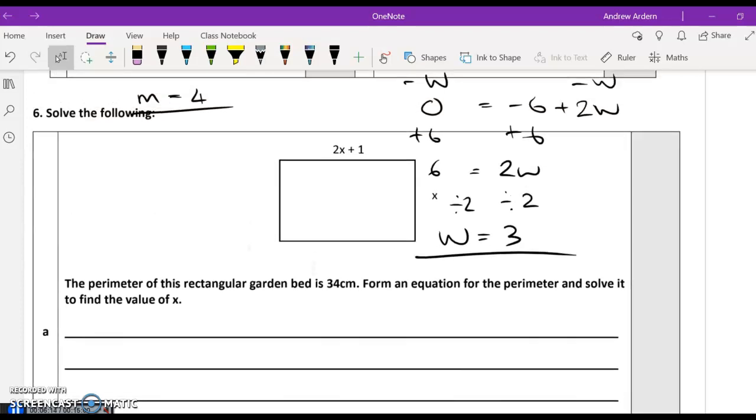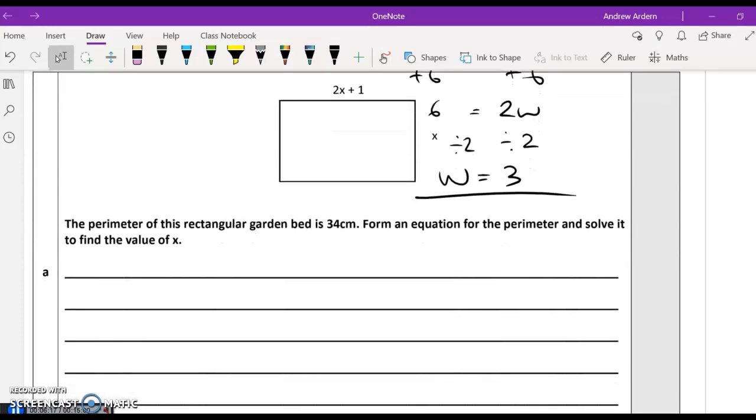This is question number 6, letter A. It says, the perimeter of this rectangular garden bed is 34. Form an equation for the perimeter and solve it to find x. So all I have to do is recognize that this length is x and this is 2x plus 1. So perimeter is always the distance around the outside.